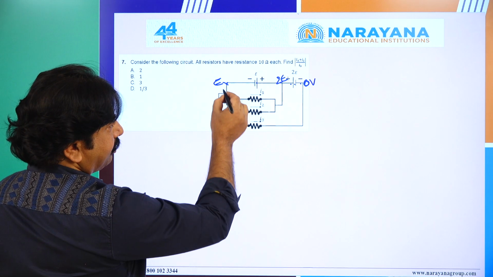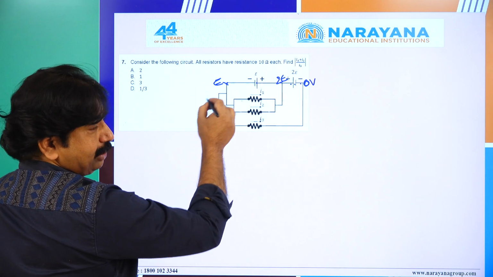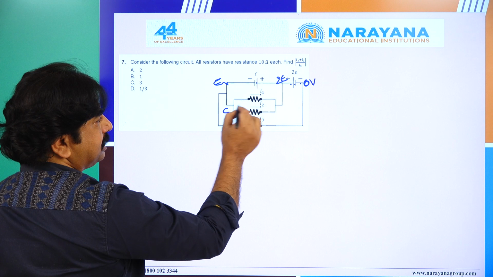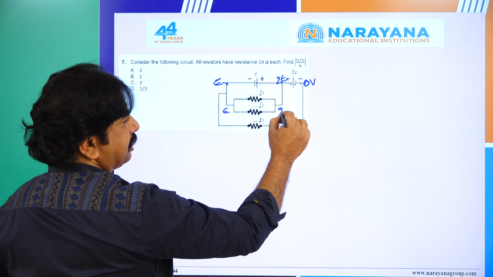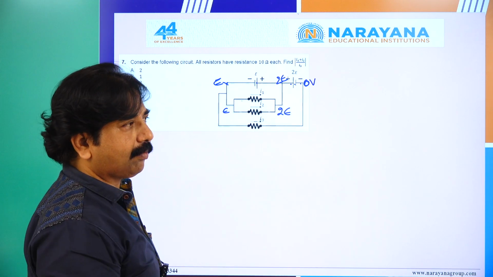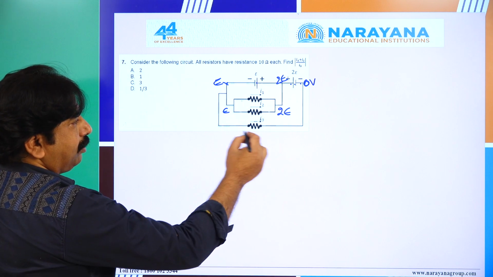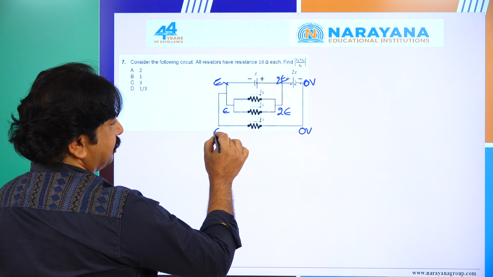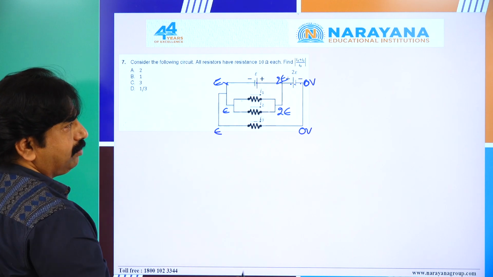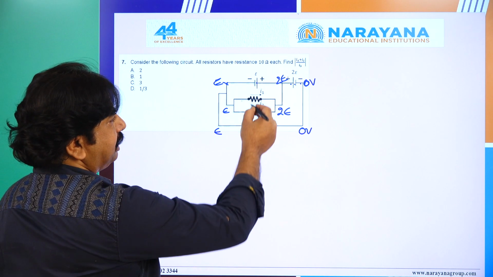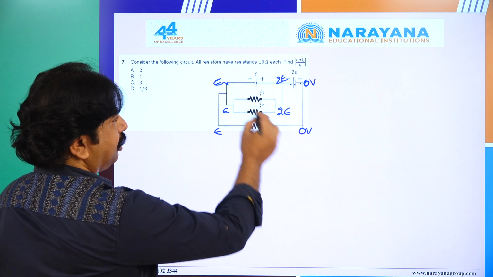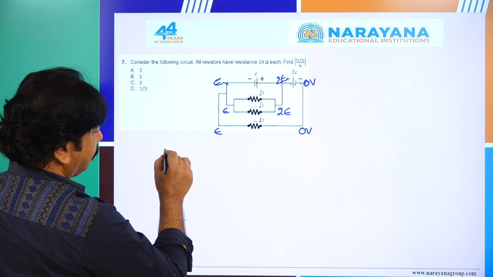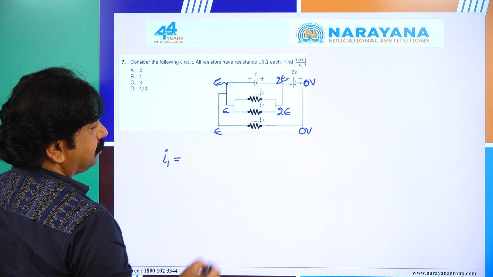At the same time, these are only the connecting wires, so this is also E. This one is also equal to 2E. And again, this end is 0 volts and this end is E volts. We know very well each and every resistance is R only. Now directly we can apply I1 is equal to.